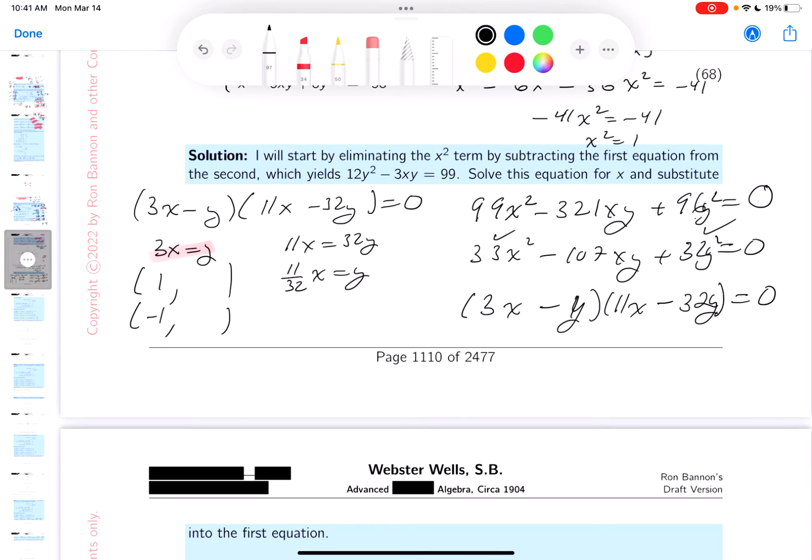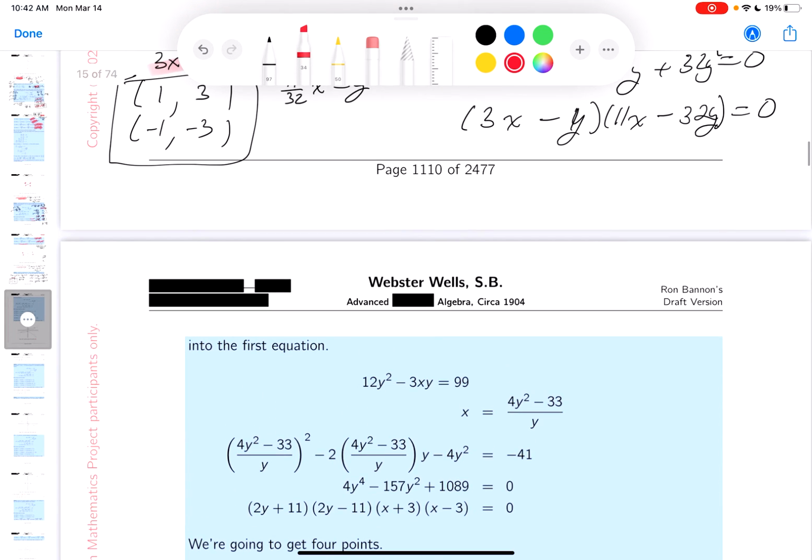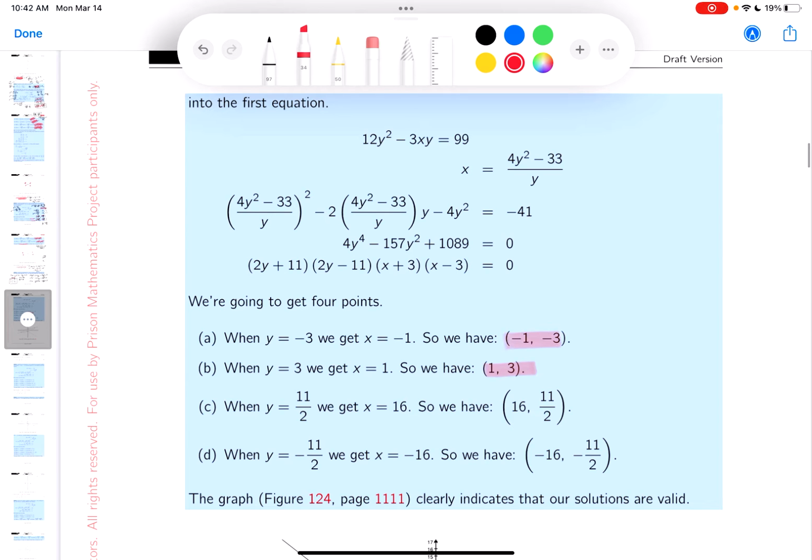Well, if x is 1, what's y? It's 3. If x is minus 1, what's y? It's minus 3. All right, I'm going to commit to those answers over there. I just want to go to the answer key briefly and make sure you know that you should be staring at those numbers, 1, 3, and minus 1, minus 3.